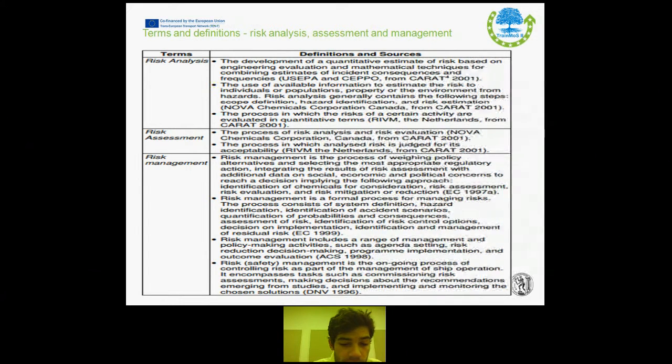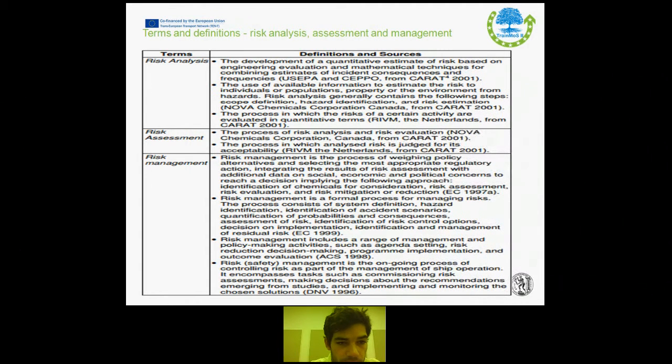Another definition, according to ACS, defines risk management as a process which includes a range of management and policy-making activities such as agenda setting, risk reduction decision-making, program implementation, and outcome evaluation. While finally, for DNV, risk safety management is the ongoing process of controlling risk as part of the management of ship operation. It encompasses tasks such as commissioning risk assessments, making decisions about the recommendations emerging from studies, and implementing and monitoring the chosen solutions.